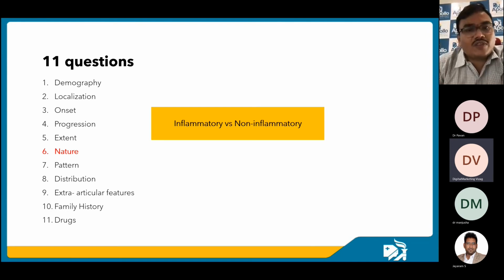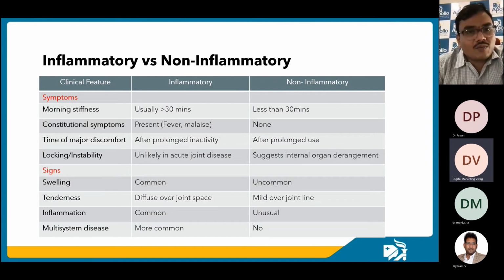Then the nature of the joint pain, whether it is inflammatory or non-inflammatory, we have to discuss. Inflammatory arthritis is usually associated with early morning stiffness of more than 30 minutes, which is not present in case of non-inflammatory arthritis. Inflammatory arthritis is also associated with constitutional symptoms, and pain worsens usually after prolonged inactivity, whereas in non-inflammatory it worsens after prolonged use. For non-inflammatory, the typical example we commonly see is osteoarthritis pain, where the patient tells that by evening, after he does the majority of his work, the pain worsens.